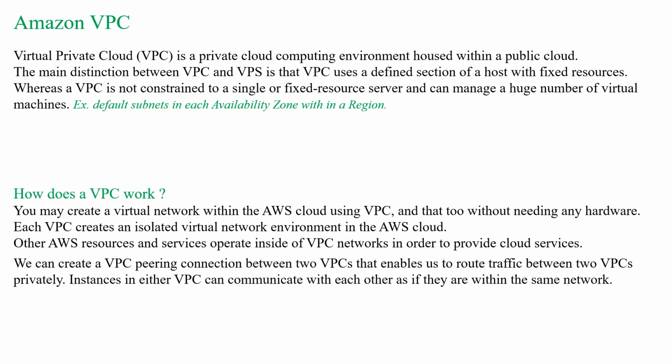A Virtual Private Cloud is a private cloud computing environment hosted within a public cloud. The main distinction between a VPC and a VPS, that is, virtual private cloud and virtual private server, is that a VPC uses a defined section of a host with fixed resources, whereas a virtual private server is not constrained to a single or fixed resource and can manage a huge number of virtual machines. Let me take you back to the pictorial presentation.